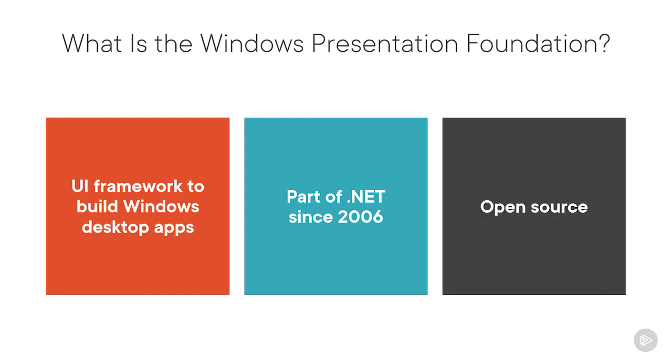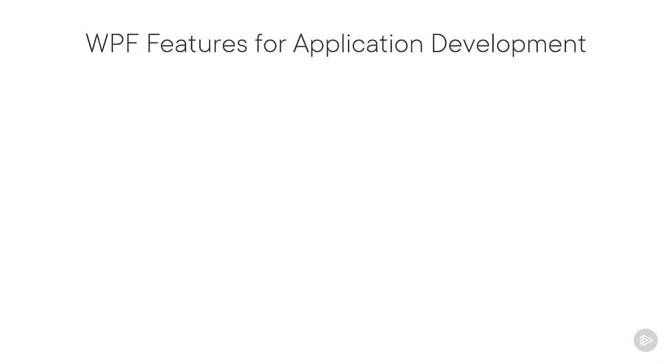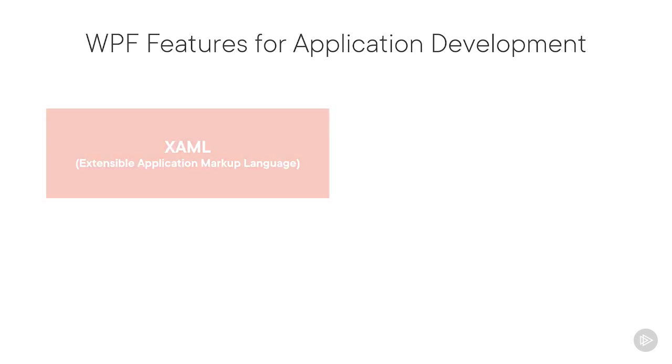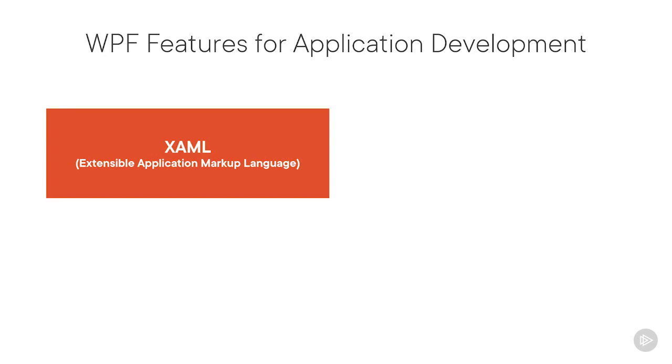WPF is also open source. You find the source code on github.com/dotnet/wpf. For you as a software developer, it is important to know that WPF has several powerful features to develop desktop applications for Windows. First of all, there is the Extensible Application Markup Language, or XAML for short.